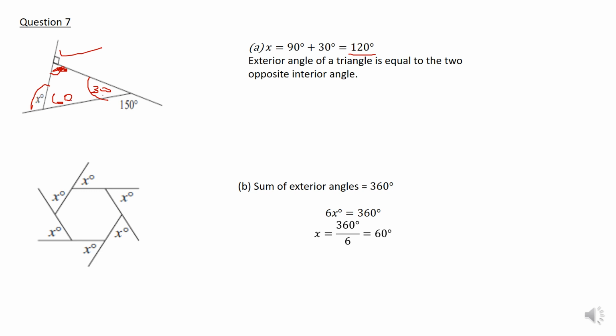Here, very straightforward. All these x's outside are representing exterior angles, and because they're exterior angles, they will always add up to 360. And you can find 4x by simply dividing 360 by 6.